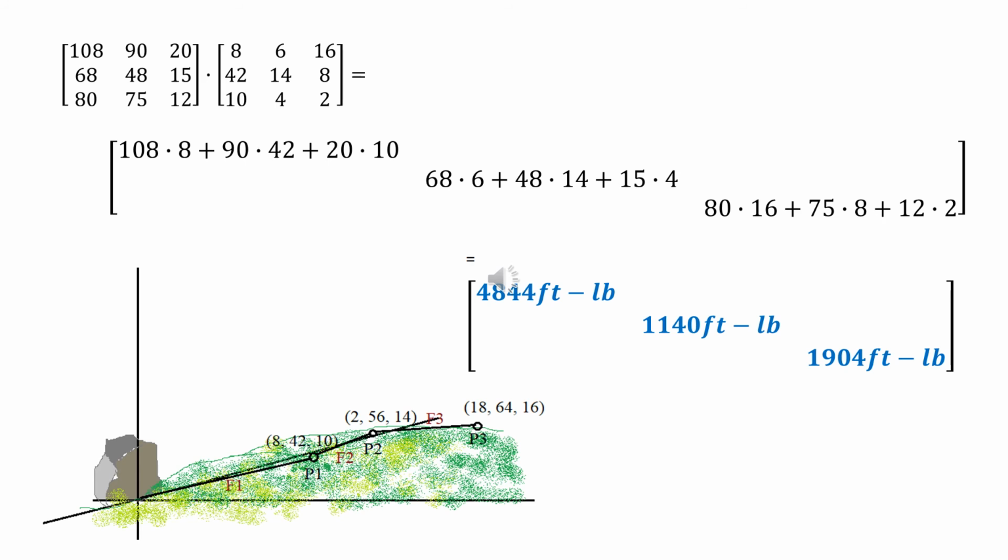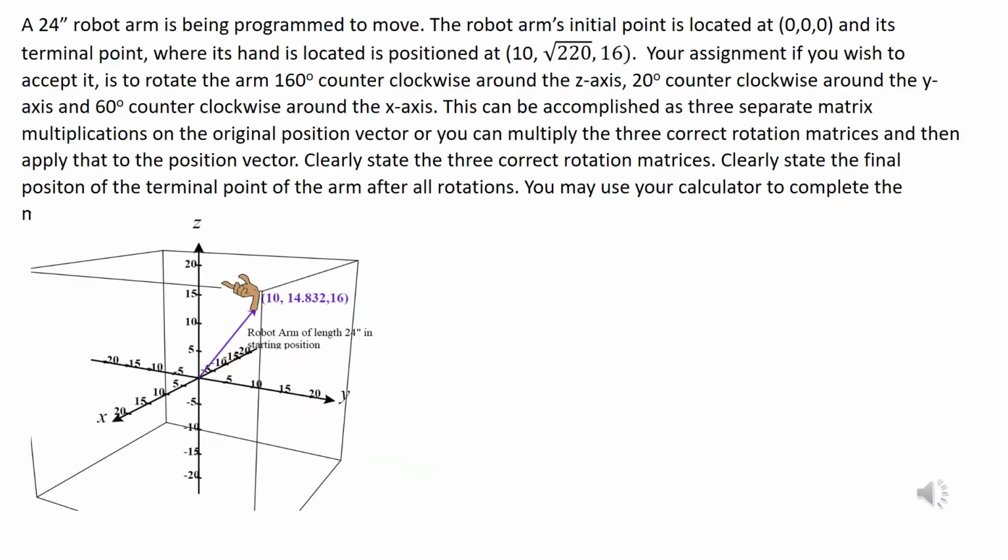So when we get finished, we have the information that the first force did a total amount of work of 4,844 foot-pounds. The second force did a total amount of work of 1,140 foot-pounds, and the third force did a total amount of work of 1,904 foot-pounds.